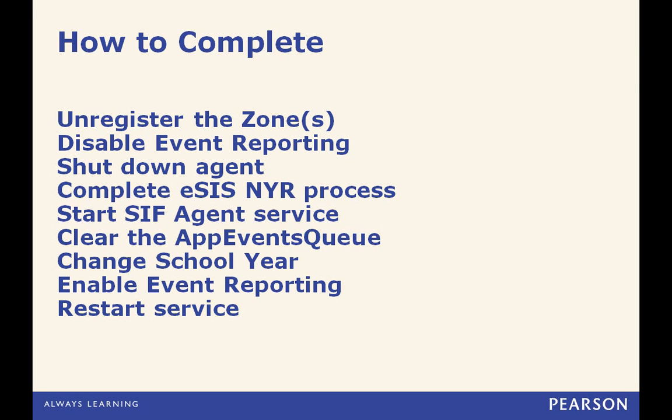If you are not running on a Windows server, in other words, you're running in standalone mode, you will shut down the agent and then move on to the next step. Next, you'll complete the eSIS end-of-year processing. This is the final process you do in preparation to start the new school year. Start up the Windows service, change it back to automatic, and open up the agent console. If you are not running as a Windows service, start up the agent by using the standalone method.